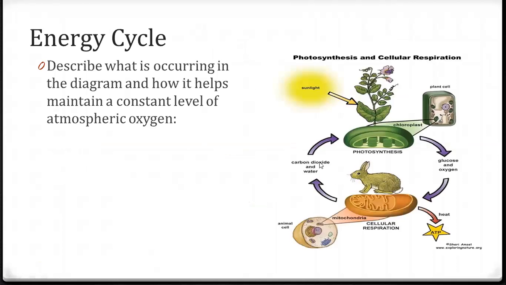Okay, so this is just a picture of that cycle. Carbon dioxide and water from the atmosphere goes into the plant along with sunlight to produce glucose and oxygen, which goes into an animal, which takes in the oxygen into the mitochondria to produce carbon dioxide and water. So the plants replenish our atmospheric oxygen.